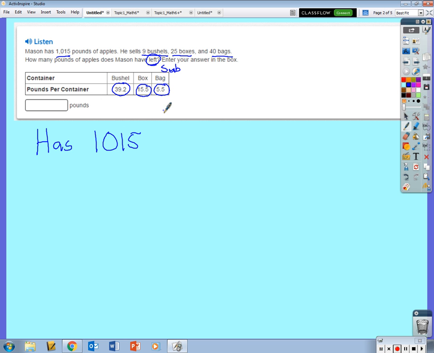So maybe a parent would buy a bag. Maybe a school teacher would buy a box, and maybe a restaurant would buy a bushel to supply their customers, their students, or their children with apples. And again, the larger the quantity or the heavier the weight, probably the bigger the business or the bigger the people purchasing it. So I'm going to go over here, bushels. I notice it's 39 and 2/10 pounds per bushel.